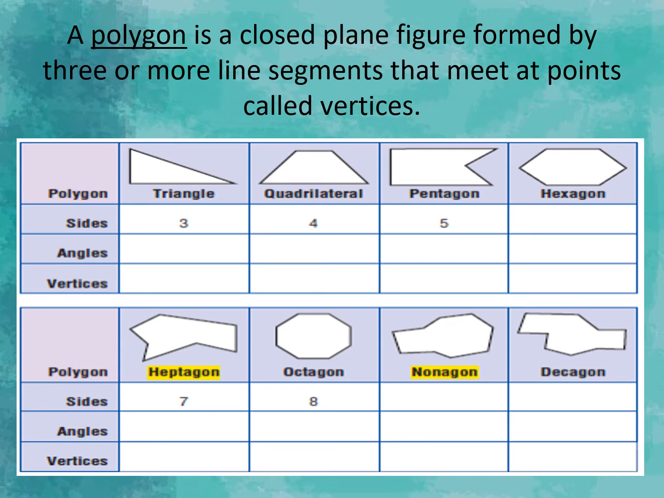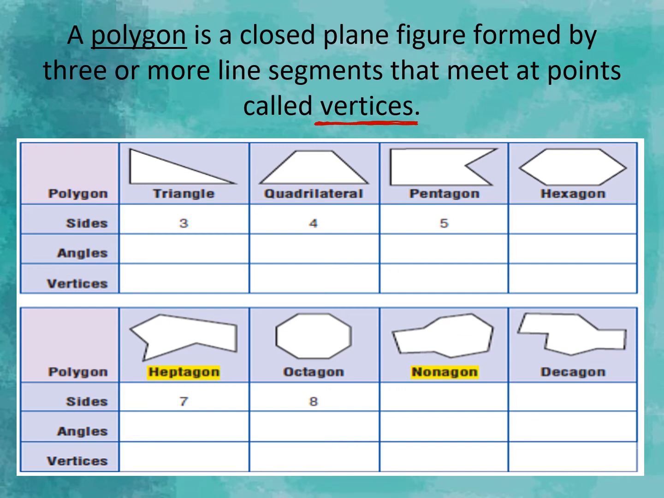So let's look at this: a polygon is a closed plane figure formed by 3 or more line segments that meet at points called vertices. Now, I have said before, I do have concerns about this word vertices. When I think vertices, I think of three-dimensional shapes, but the state of Texas does use vertices and angles interchangeably. So they might say angles or they might say vertices, all right?